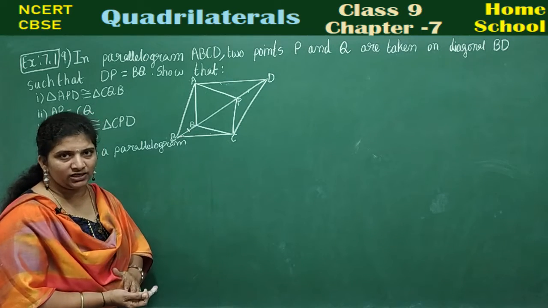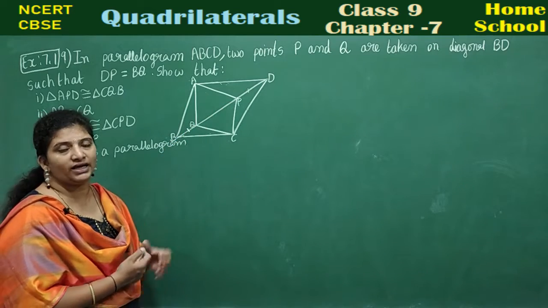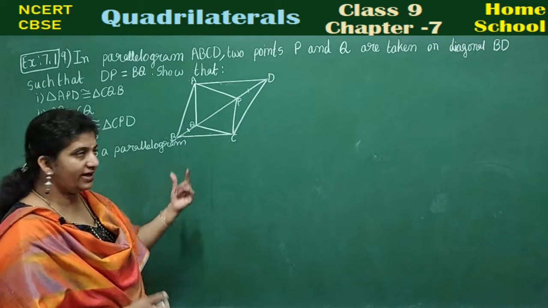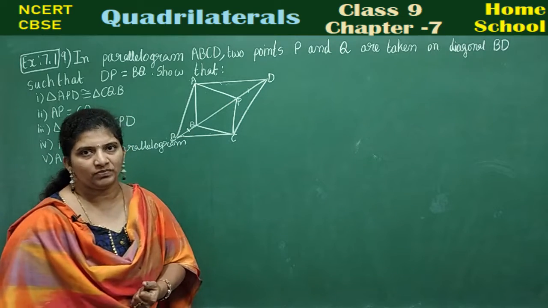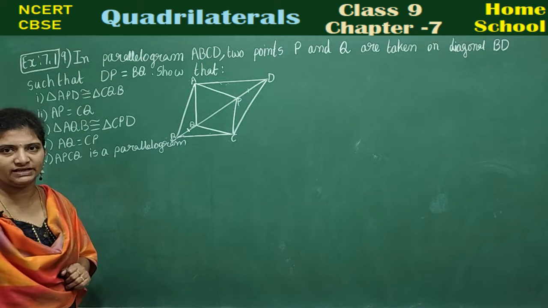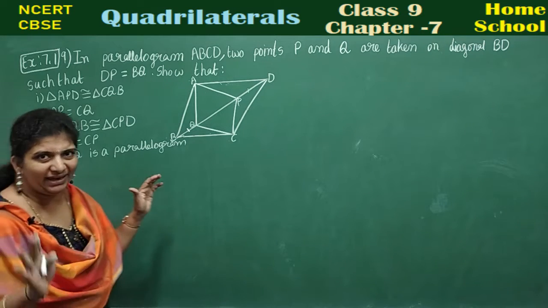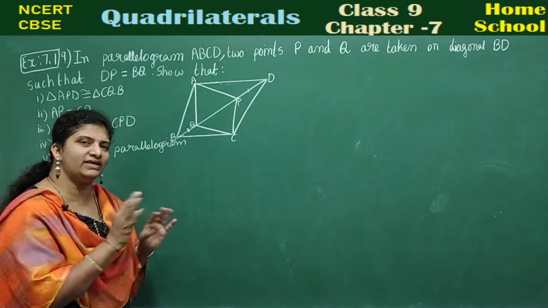ABCD is a parallelogram. BD is a diagonal. Two points P and Q are taken on the diagonal such that DP is equal to BQ. Show that. See here, you have 5 sub-questions in it. See the questions but don't panic. The problem is very simple.